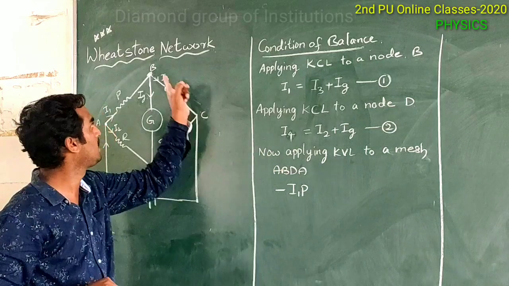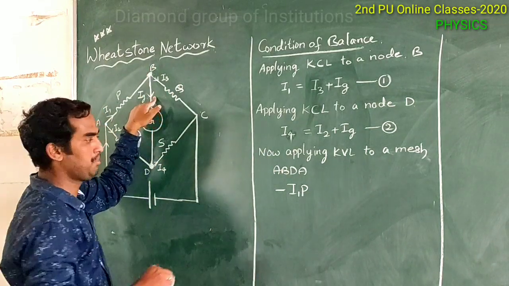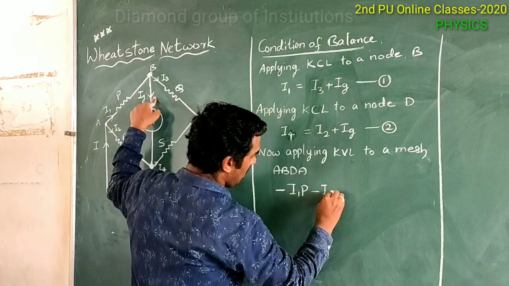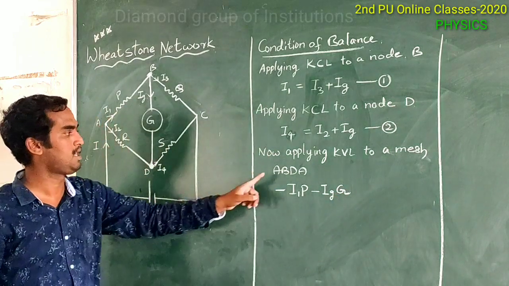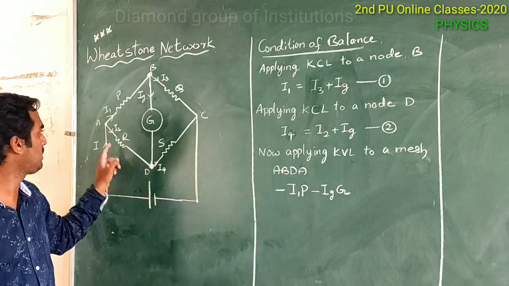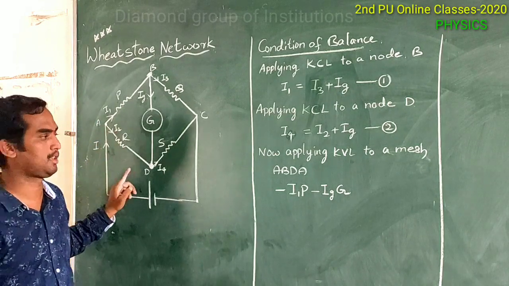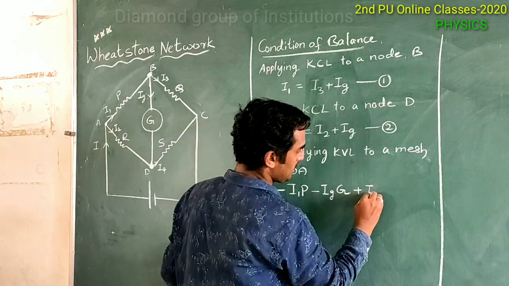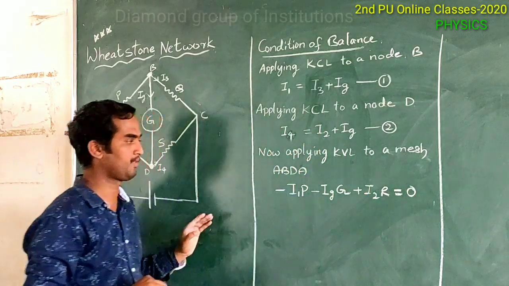Now from B to D. B to D, the current direction is again the same. So that's why we can write it as minus. What is the current? IG. What is the resistance? G. Next, D to A. D to A, the current direction is opposite to the path. So that's why it becomes plus. I2 is the current. What is the resistance? R equal to S.